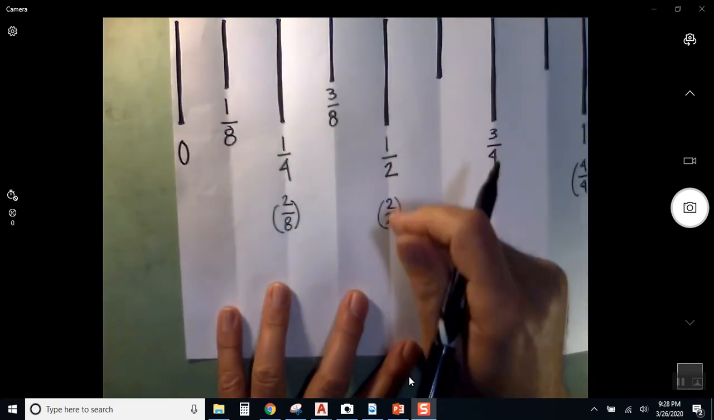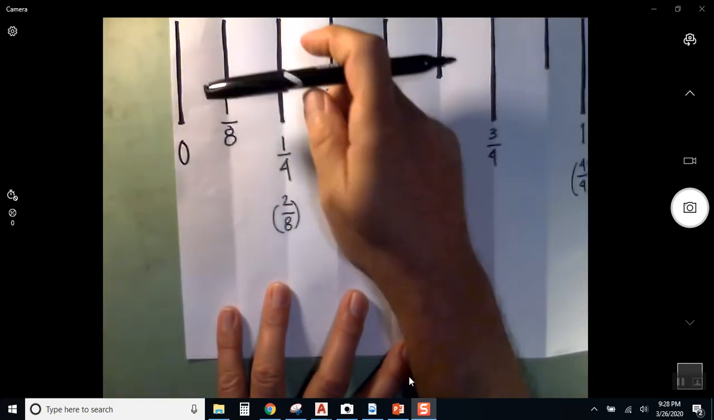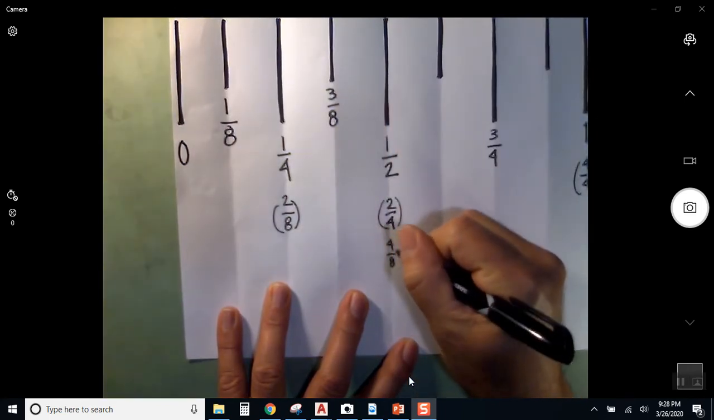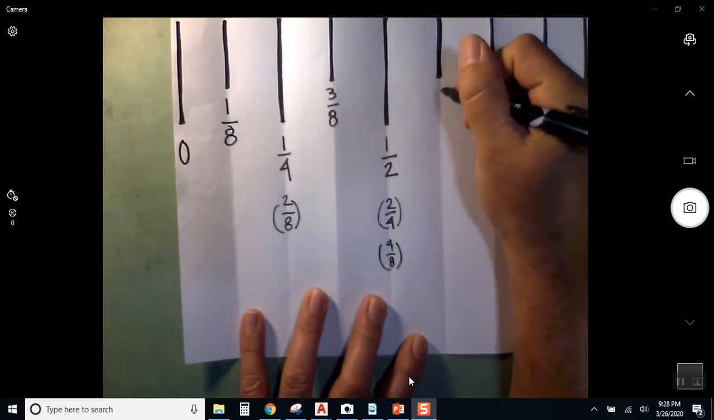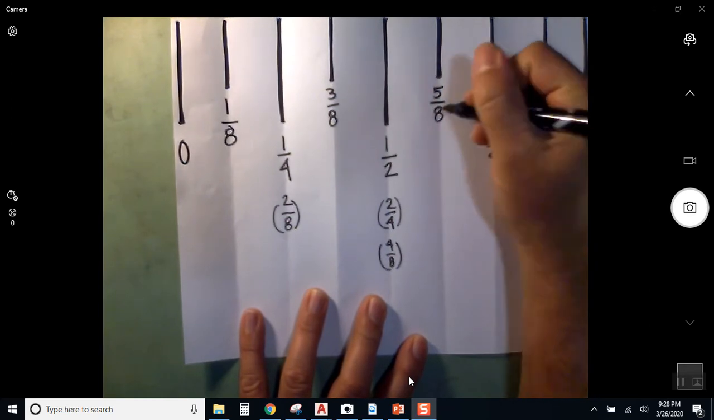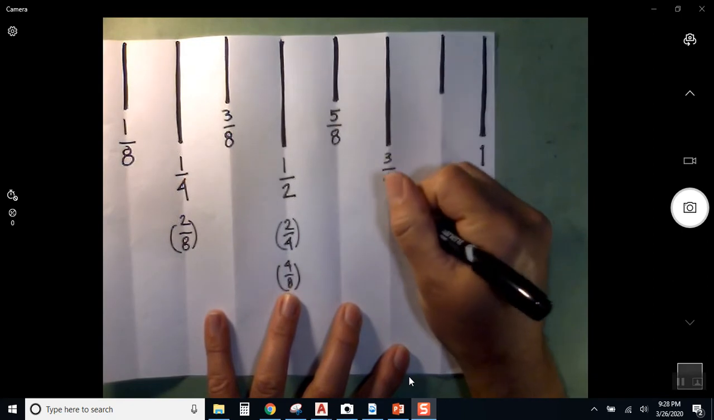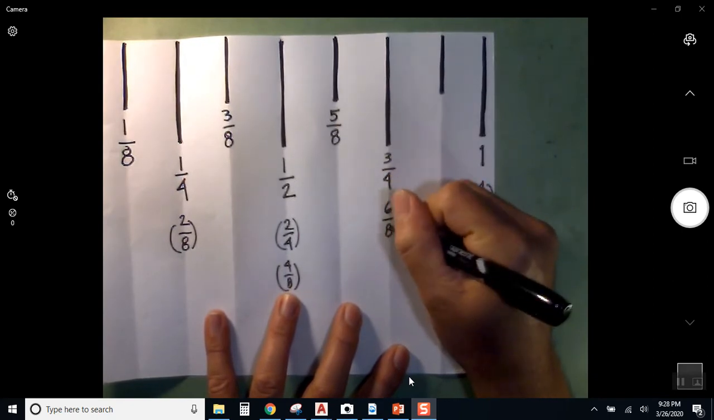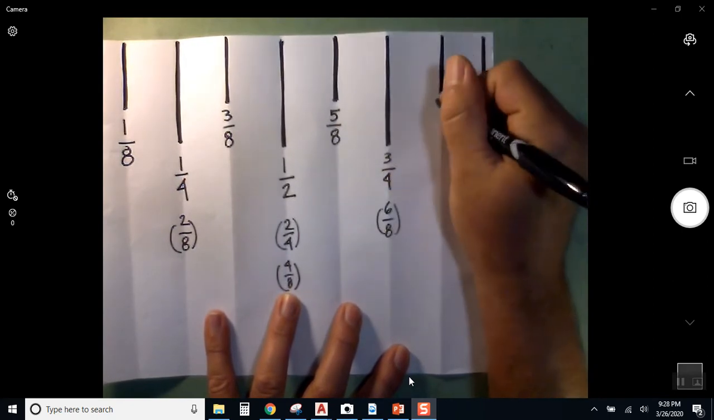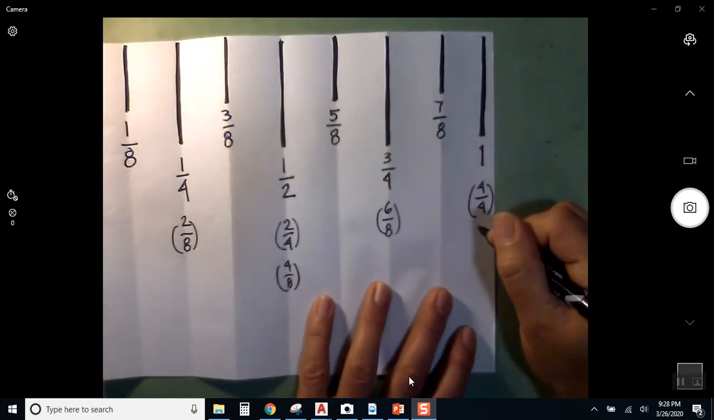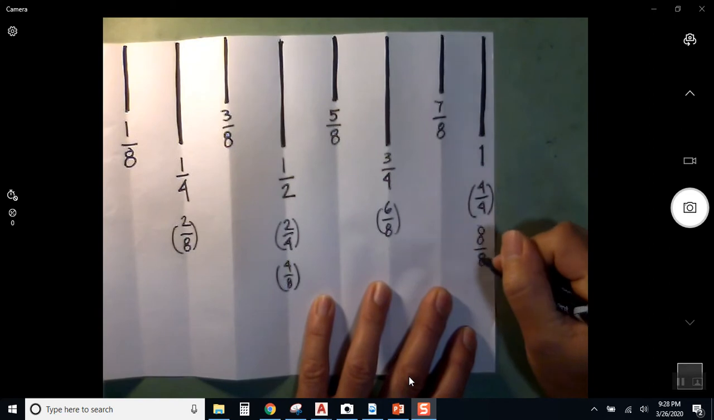Moving across, we know that 1/2 of an inch is 1, 2, 3, 4/8. Which means this one has to be 5/8. And then comes 3/4, which is actually 6/8, followed by 7/8, followed by 1, which is 8/8.